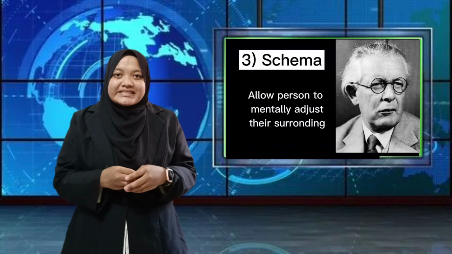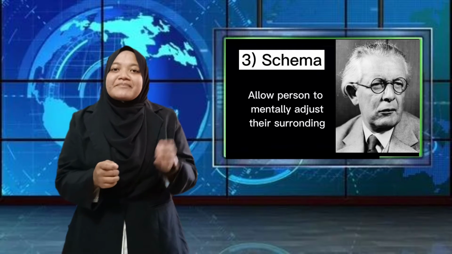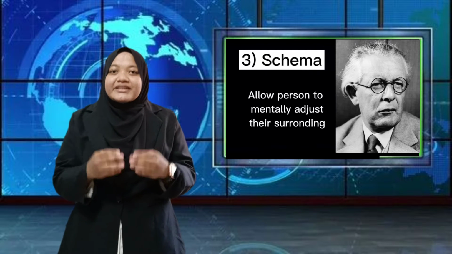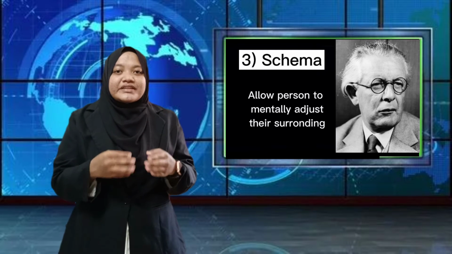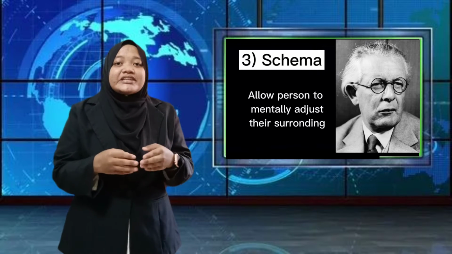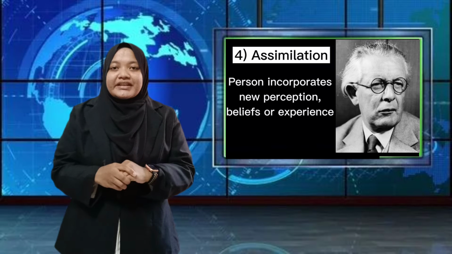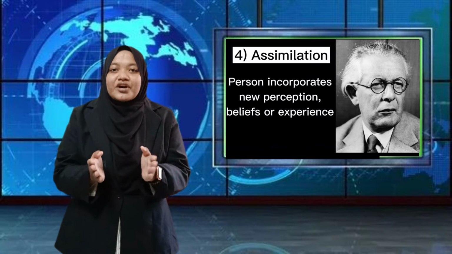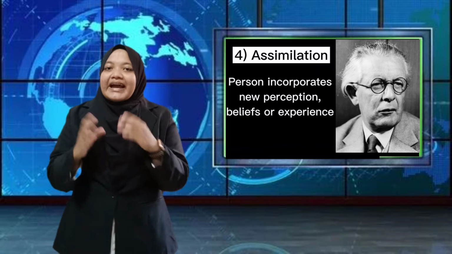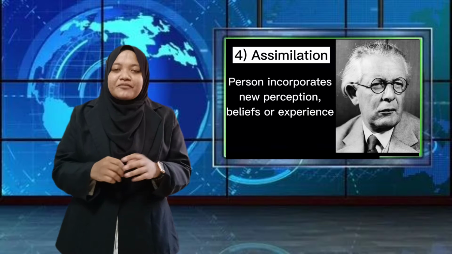So we move to the next concept, which is schema. A schema is a mental structure that enables a person to cognitively adapt to their environment. One schema will adapt and evolve as cognitive development grows. The next concept is assimilation. Assimilation is the process of integrating a new perception, idea, or experience into a pre-existing mental schema or pattern.